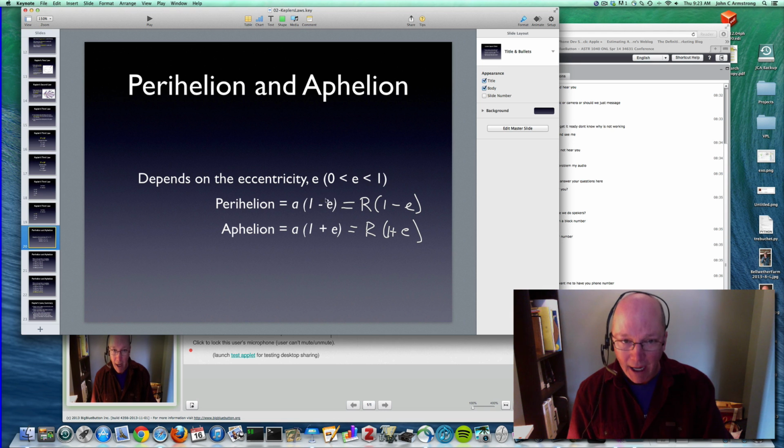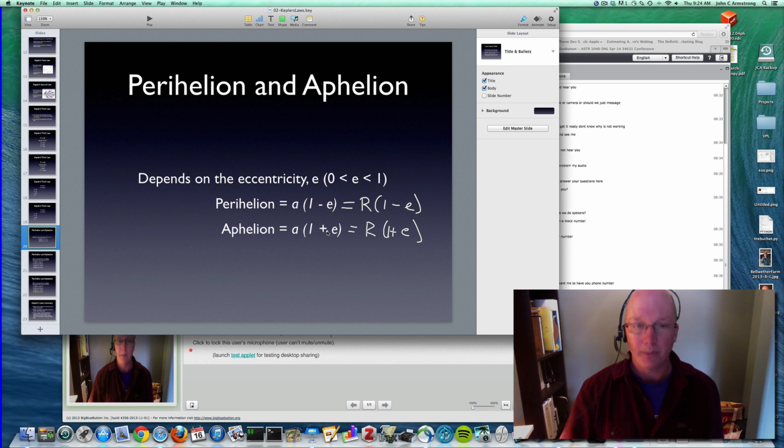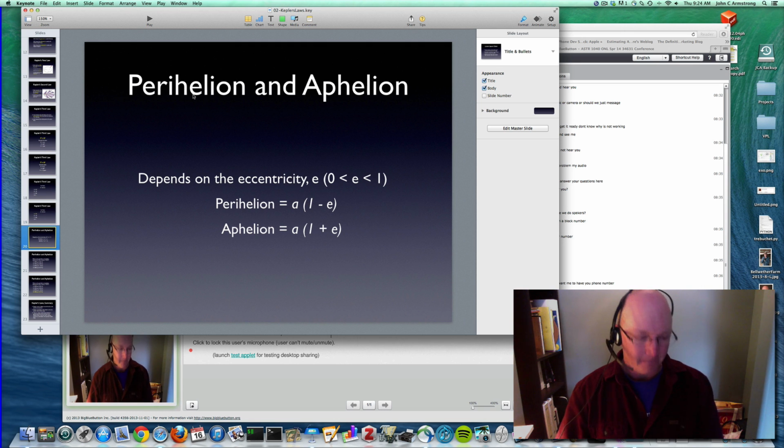If I make E 0.5, then this is going to be 1/2 of my semi-major axis. And if I make E 0.5 here, the aphelion is going to be 1.5, right? For the distance from the center, or from the center of the star. So I've got a couple of examples of that here.